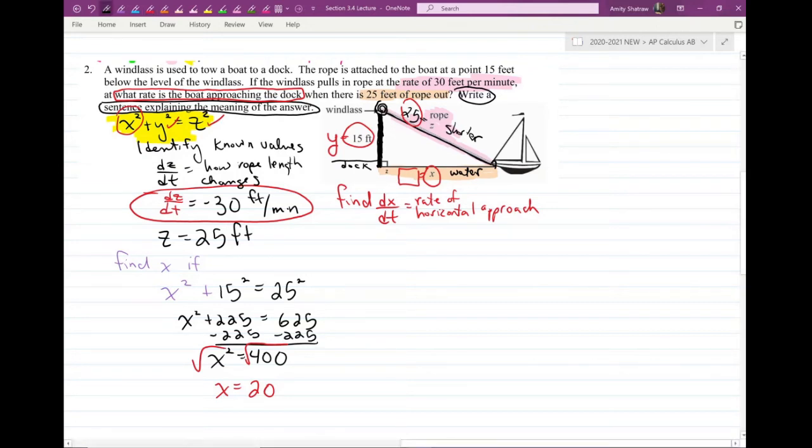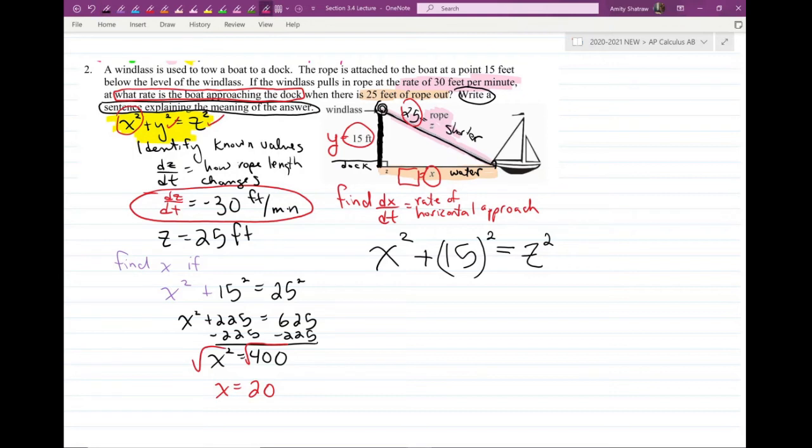Ready? It's x squared plus y squared equals z squared. But I'm going to say that x squared plus y squared, since we know what y was, 15, I'll throw that in here, and that is going to be equal to my z squared. The 15 never changes, so it's a constant. So when I take the derivative of it, it's going to disappear.